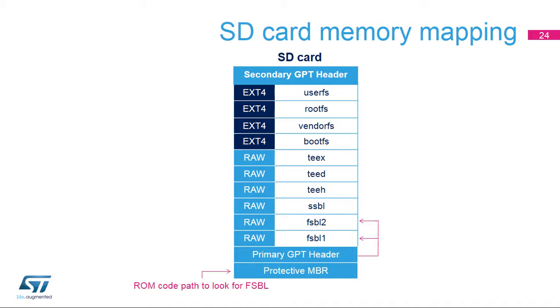The SSBL and TEE binaries are stored in raw partitions since the FSBL does not support a file system. BootFS is stored as an EXT4 partition, that is a file system supported by U-Boot. And RootFS and UserFS are EXT4 file systems used by Linux.